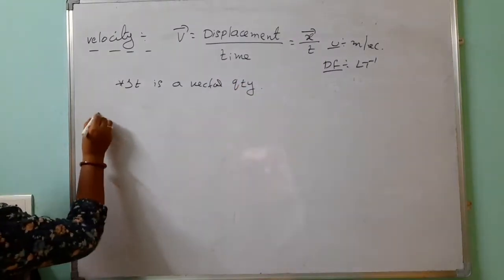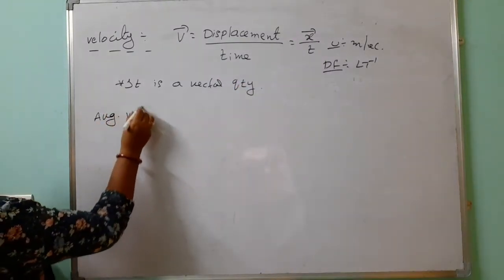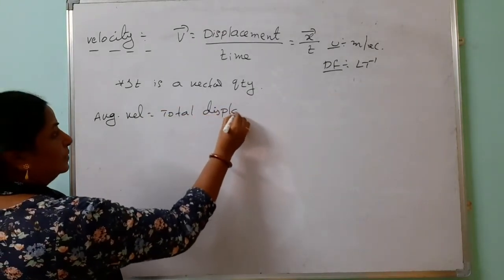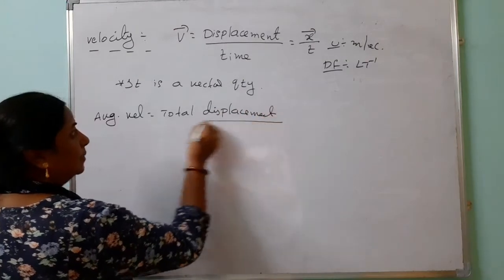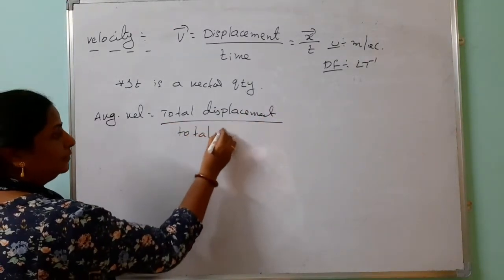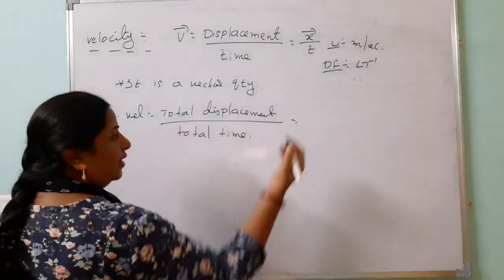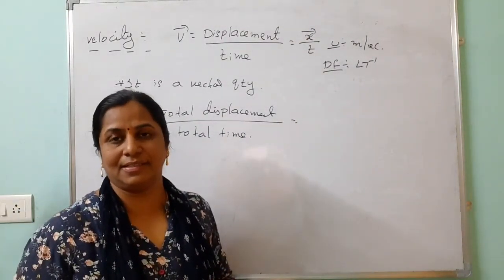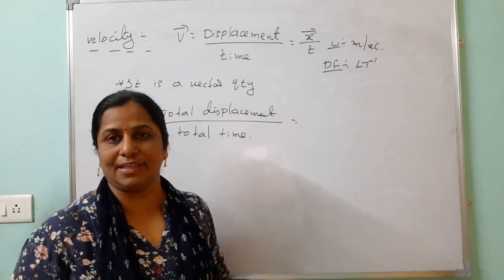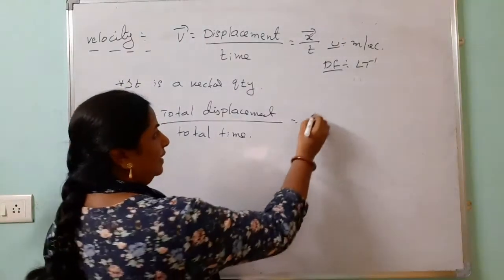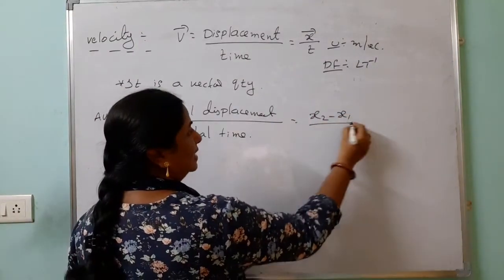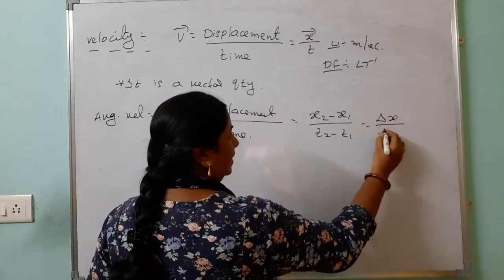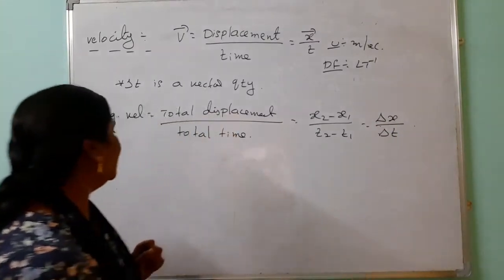Then average velocity. Average velocity is the total displacement by total time. Suppose you start at x1 meters and end at x2 meters. The initial time is t1 and the final time is t2. So simply you write (x2 minus x1) by (t2 minus t1), otherwise delta x by delta t. This is the average velocity.